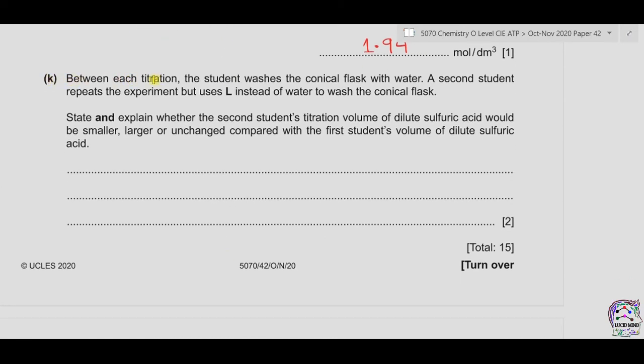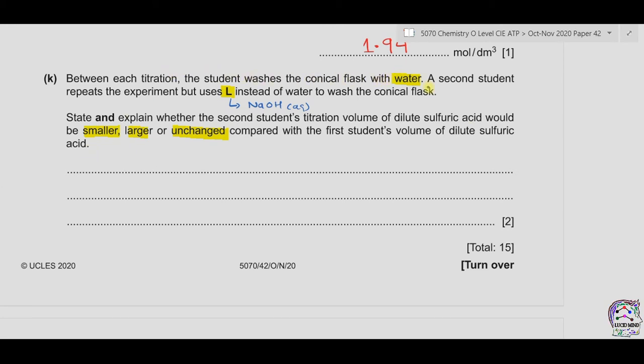Between each titration, the student washes the conical flask with water. A second student repeats the experiment but uses L instead of water to wash the conical flask. Now we know that L is a solution of aqueous sodium hydroxide. State and explain whether the second student's titration volume of dilute sulfuric acid would be smaller, larger, or unchanged compared with the first student's volume of dilute sulfuric acid.